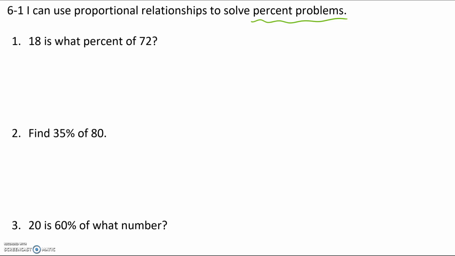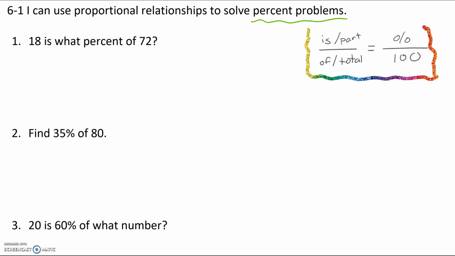So first thing we need to know is what does our percent proportion look like and how do we set it up? Remember, we always put percent over 100 because percents are out of 100, and then we can set it up as either is over of, or our part over our total. So this is our percent proportion. This is what we want to look at when we're solving all of our percent problems. So this is how we calculate all our percent problems.